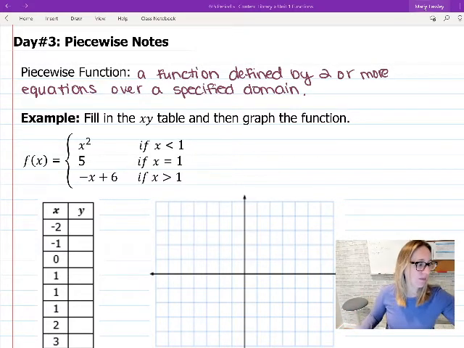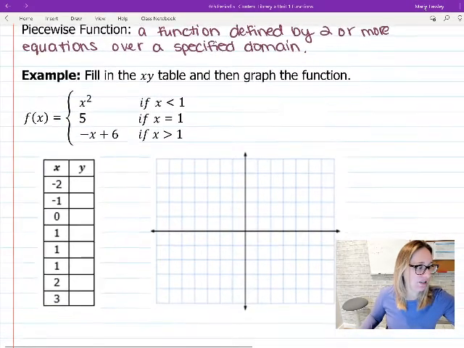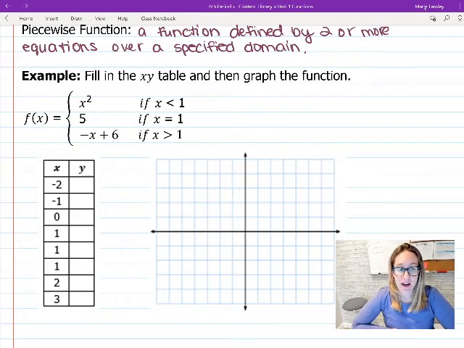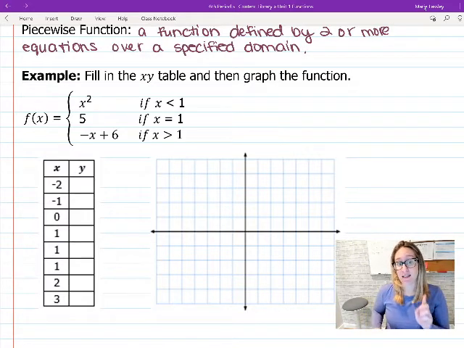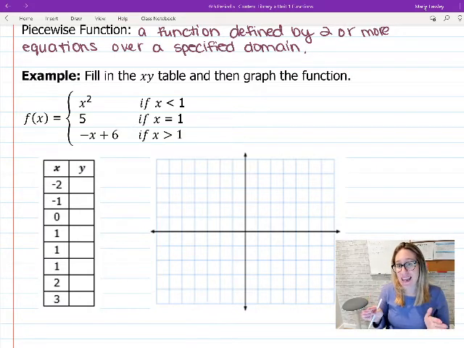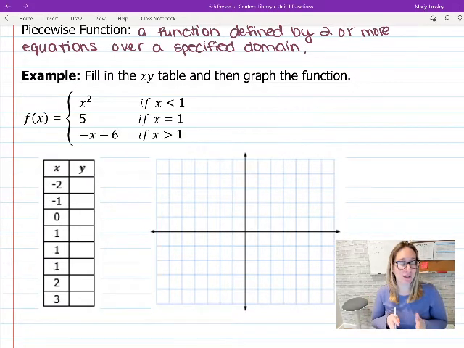So here's our function. It says fill in the xy table and then graph the function. Our function f of x equals all three of these different equations. It's x squared, but only if x is less than 1. It's 5 only when x equals 1. And it's the equation negative x plus 6 if x is greater than 1. So for each different equation, we have a set domain that we are allowed to use.